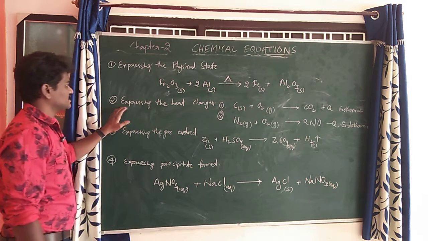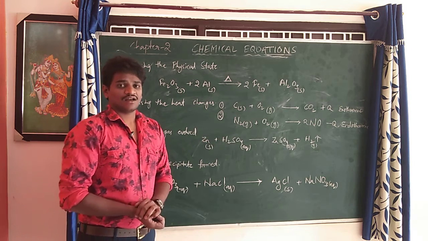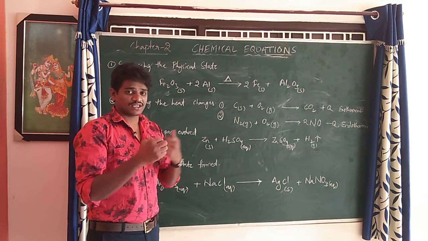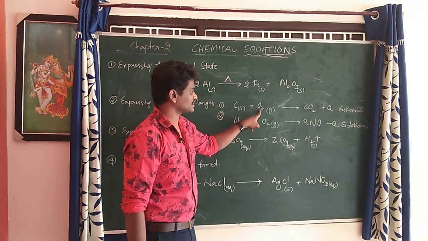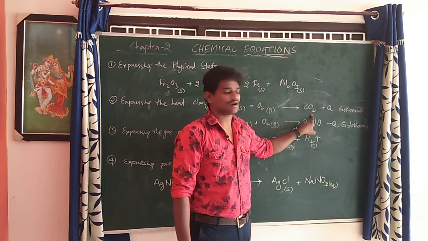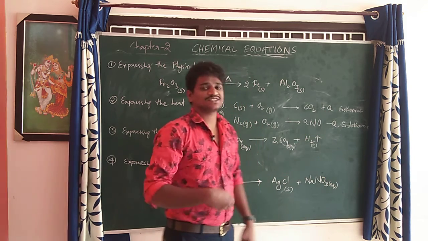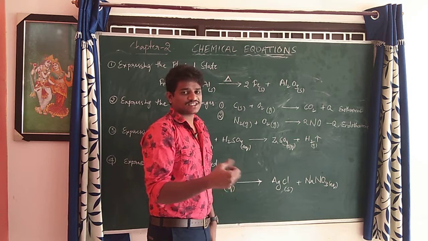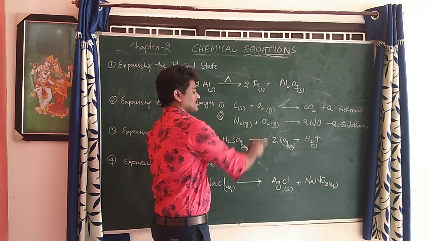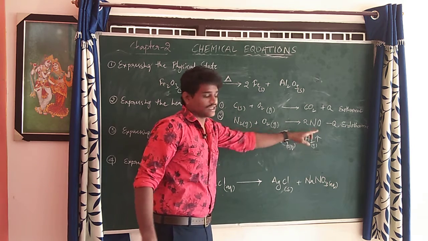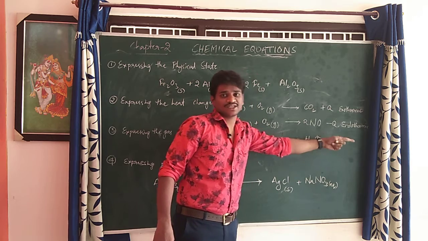Coming to expressing heat changes, whether the reaction is releasing heat or absorbing it. Carbon, when reacted with oxygen, forms carbon dioxide with energy. It's exothermic. Plus Q means it is releasing heat from the reaction. And nitrogen, when reacted with oxygen, forms nitrogen monoxide. For this reaction we need energy. It is a minus Q. It is an endothermic reaction.